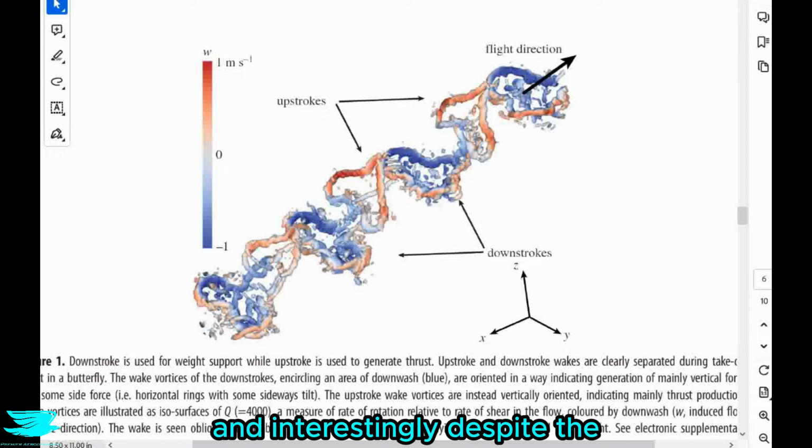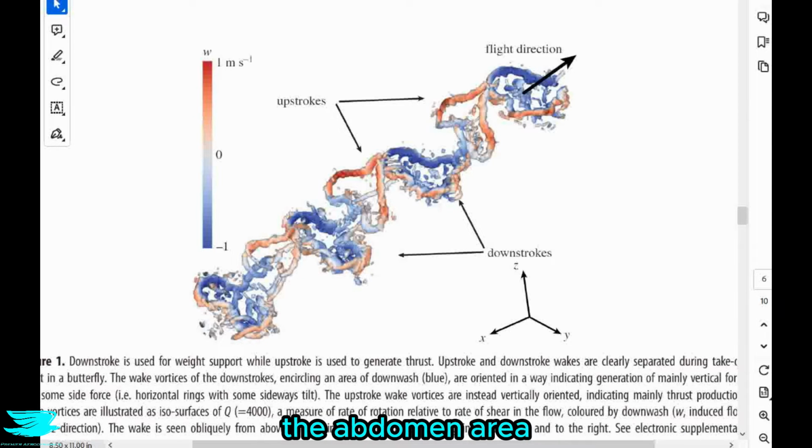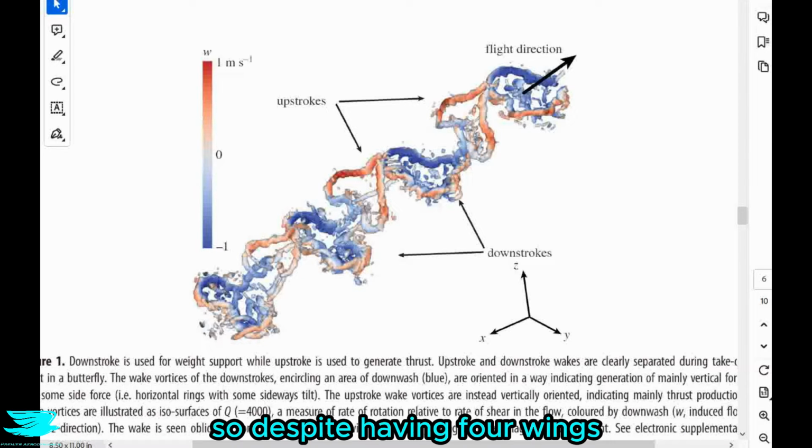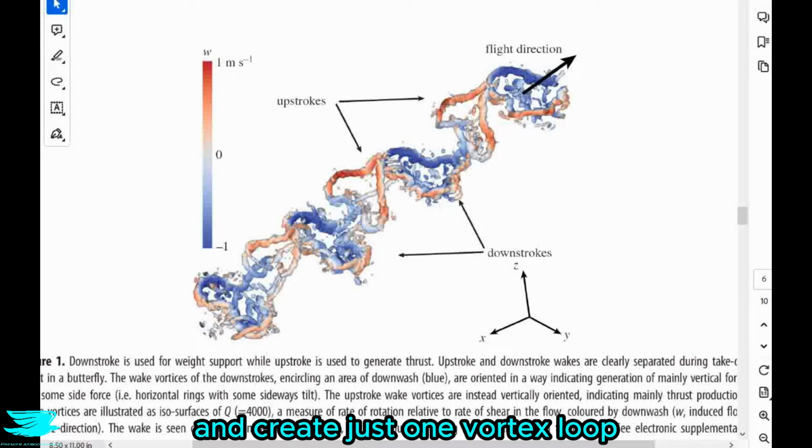So the regions of blue are the wakes during the downstrokes, and the regions of red are for the upstrokes. And interestingly, despite the butterfly having 4 wings, because you have 2 wings on each side that are joined at the abdomen area, there are only 2 loops, one from each side. So the 2 wings on one side act together in this case and create just one vortex loop.